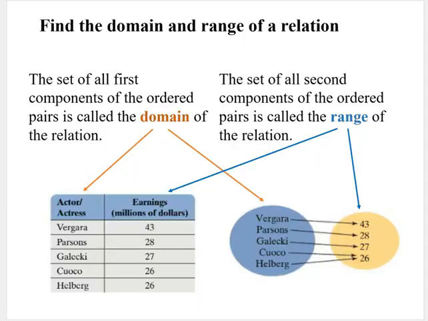When we are talking about that set of ordered pairs, we can talk about the first component in that ordered pair. In this case, it was the last name of the actor, and it is called the domain. And the second component in that ordered pair is called the range of that relation. So I have arrows pointing to each. So the domain, again, is the last name, and then the range would be the earnings in millions of dollars.